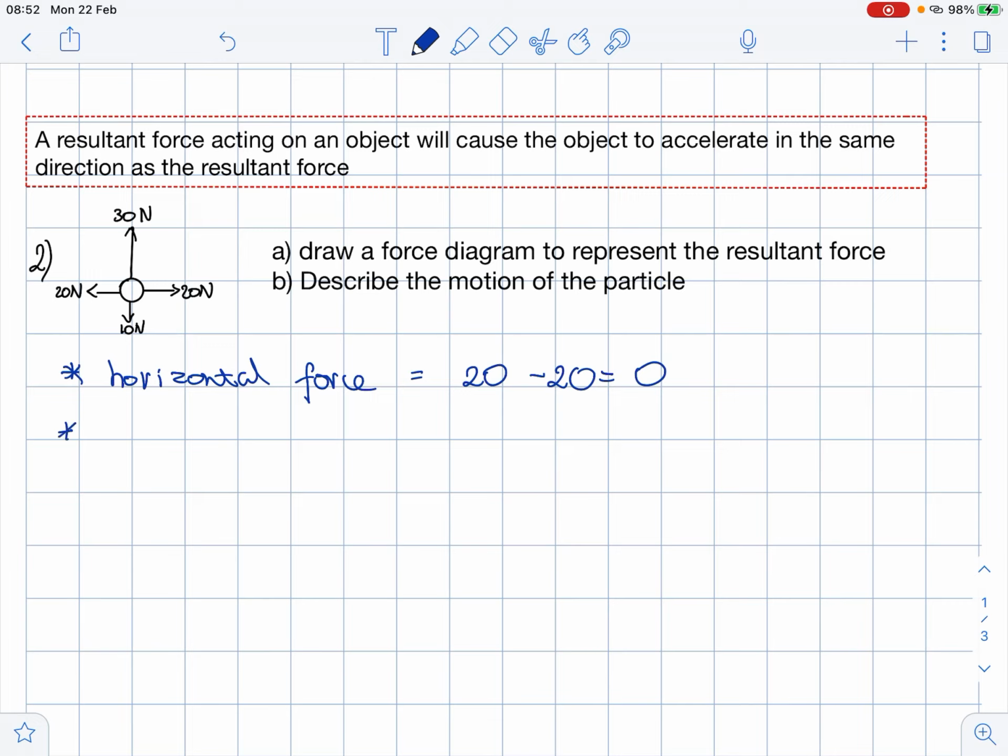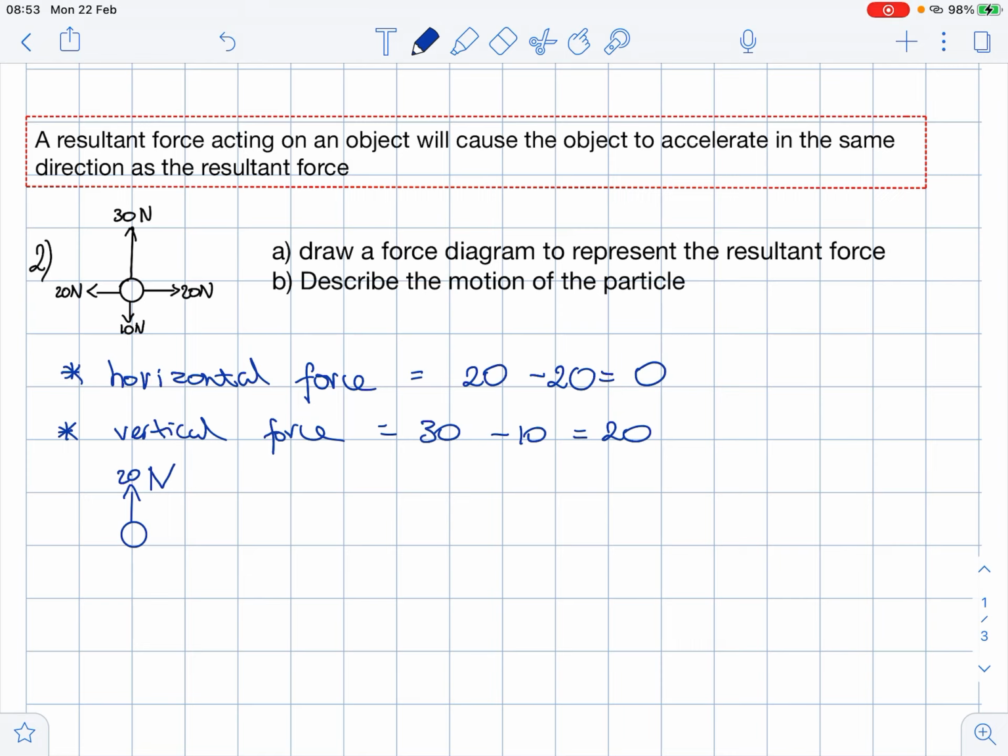Then we're going to look at the vertical force. We have 30 going up, then 10 going down, which gives 20. So we know that it's going to be 20 going up. So we have a particle, and the resultant force is going up by 20 newtons.